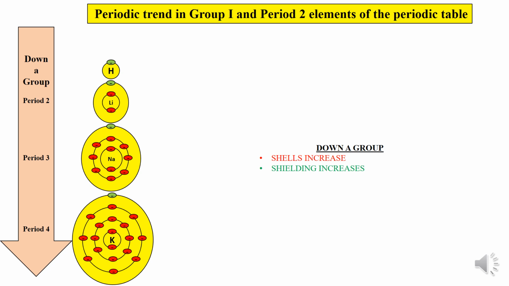So with the increase in the size of the atom, the shielding increases, and with the increase in shielding, electrostatic force of attraction between the positively charged protons and the outermost valence electrons decreases, and it also repels the incoming electrons, decreasing the electron affinity of the element.